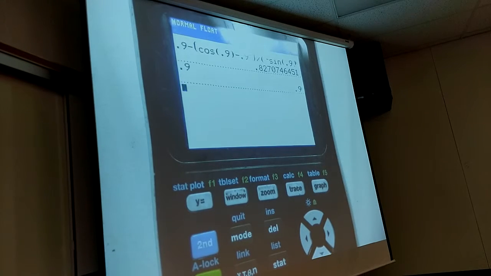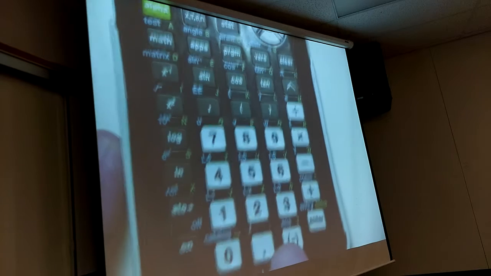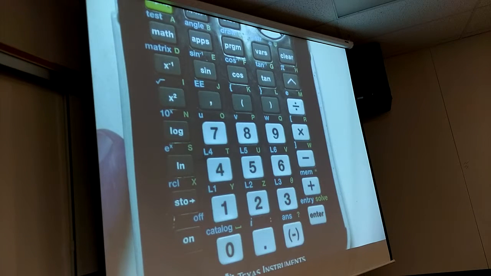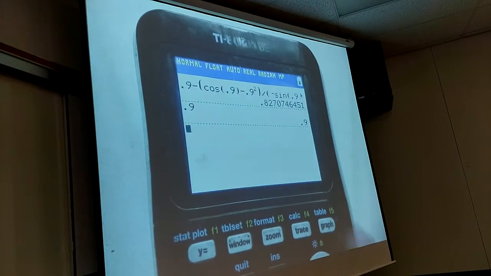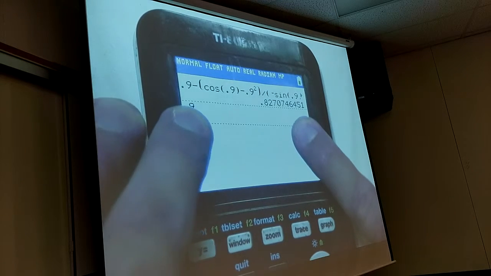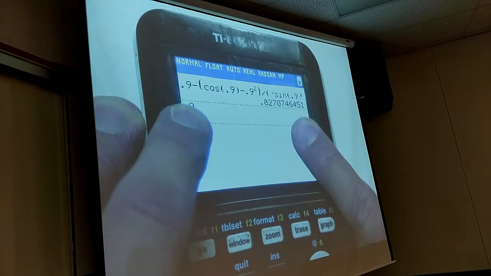Why did I do that? What's the idea of ANS? You have a little button, ANS. What's the idea with that? It chases the answer. What's in that memory spot right now? The last answer, 0.9. If I hadn't put that in there, what would have been in there? 0.827. Right? No? Wait a minute, what? ANS holds in memory the last number that showed up on the screen.